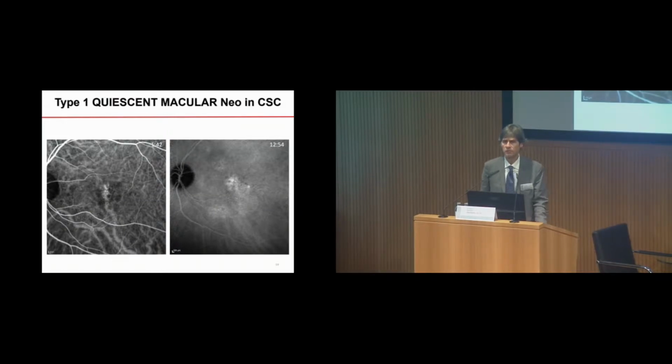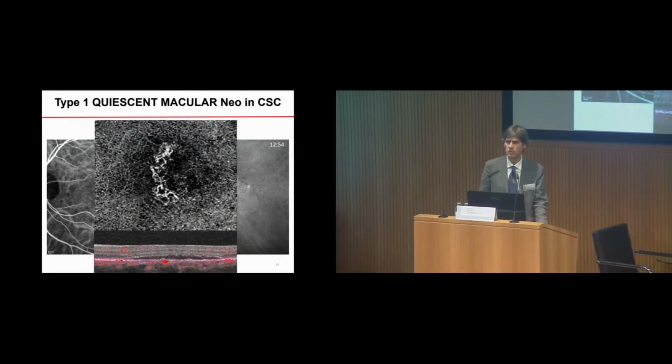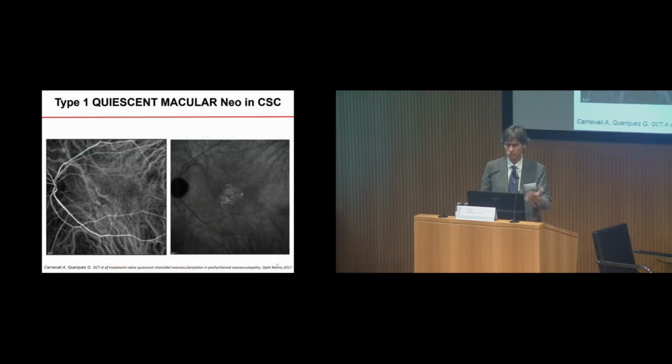This is another type of neovascularization that is quite frequent to detect in macular diseases, that is central serous chorioretinopathy. By the introduction of OCT-A, we were realizing that many cases that initially were diagnosed with just central serous chorioretinopathy indeed are complicated by a type 1 neovascularization. So why were we not able to detect in the past this kind of complication of central serous? I will show you a case of quiescent type 1 in central serous chorioretinopathy.